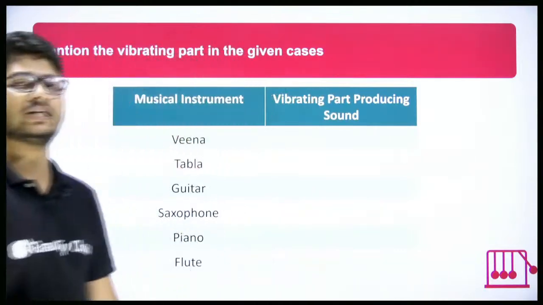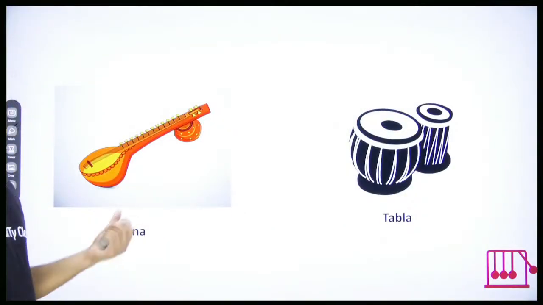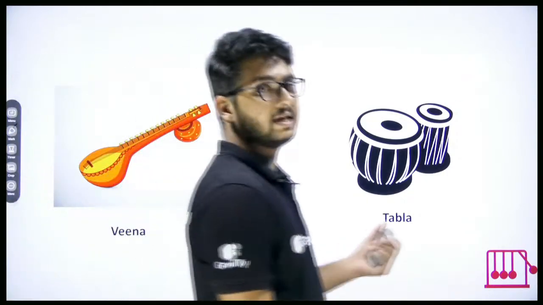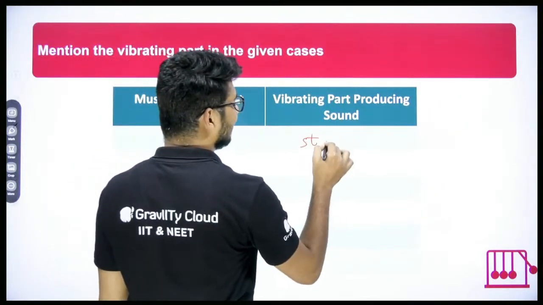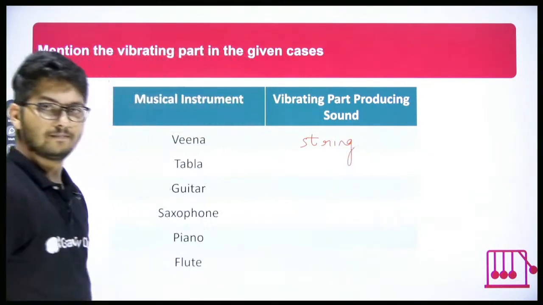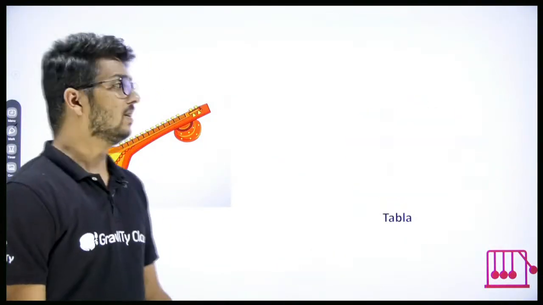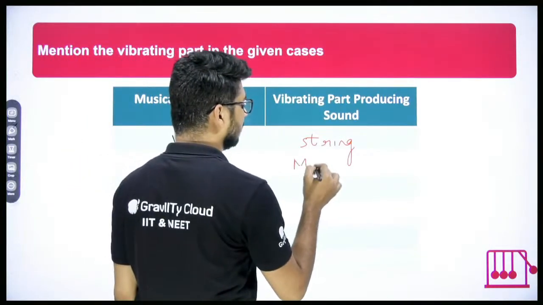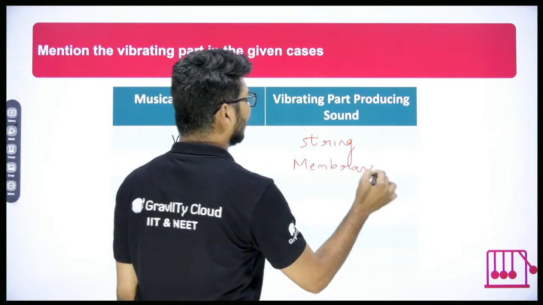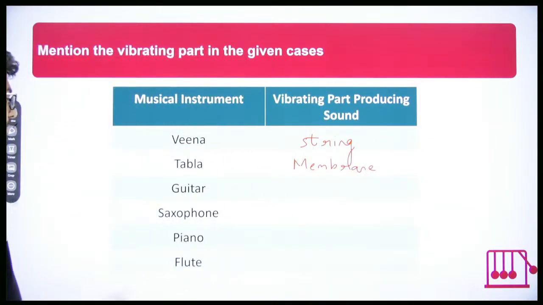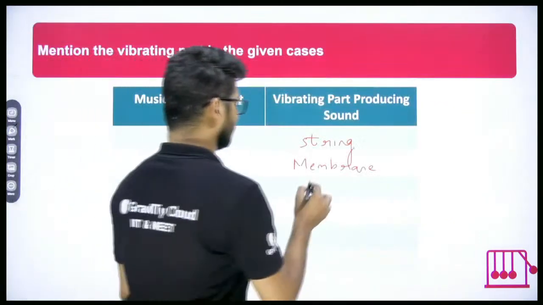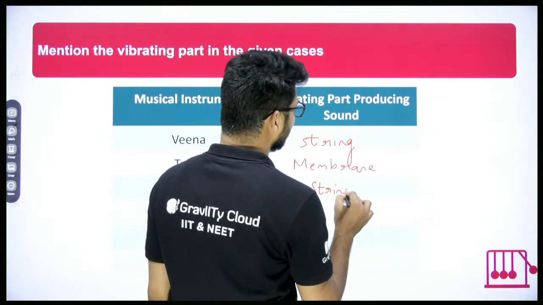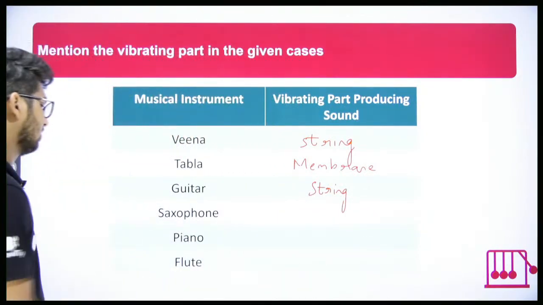Let's go into their images to understand what is the vibrating part. So this here is a veena. And what is the vibrating part in a veena? String. Yes or no? So for a veena, string is the vibrating part. Then you have tabla. For tabla, the stretched membrane or the diaphragm is the vibrating part. Then for a guitar, string is the vibrating part. That we have already looked at. Stretched string, obviously.